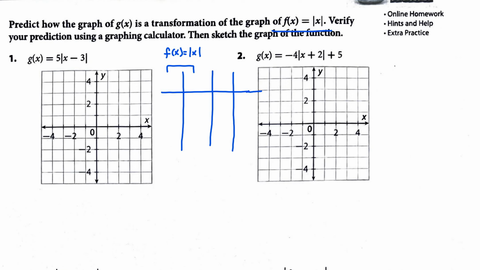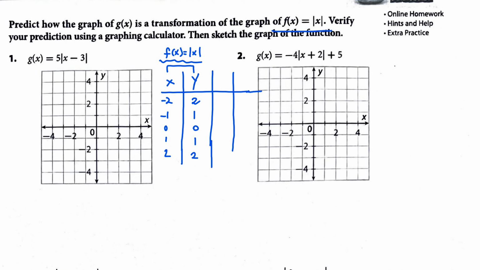So when we are given -2, I'm just picking any easy number, and this will be the y value. When x is -2, y will be 2. When x is -1, y will be 1. According to this parent function, when x is 0, it will be 0. When x is 1, y is 1. When x is 2, y is 2.